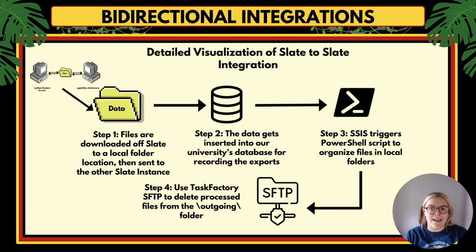And then the last step is that we use Task Factory SFTP to go in and clean that outgoing folder because we don't want to download duplicates. So this creates a whole other cleaner process.